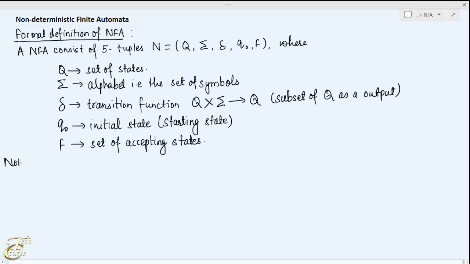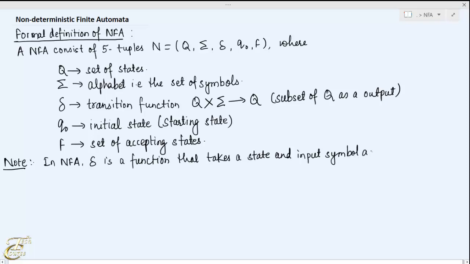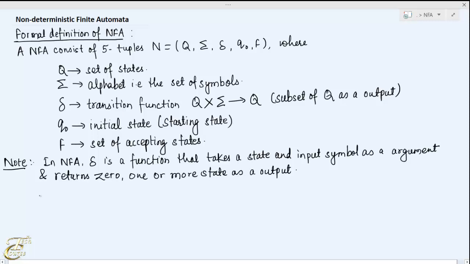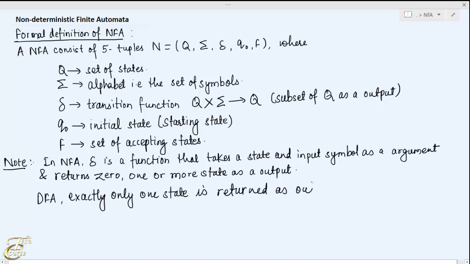Note, the only difference between DFA and NFA is in the type of transition function. In NFA, delta is a function that takes a state and input symbol as an argument and returns 0, 1 or more states as an output. But in the case of DFA, exactly one state is returned as output.